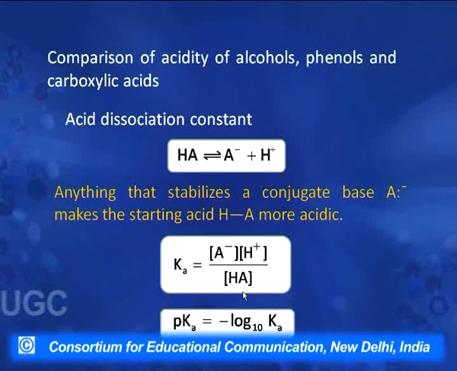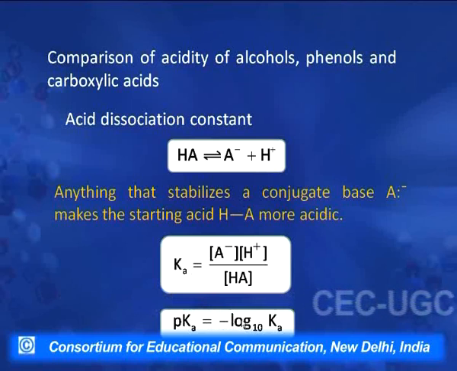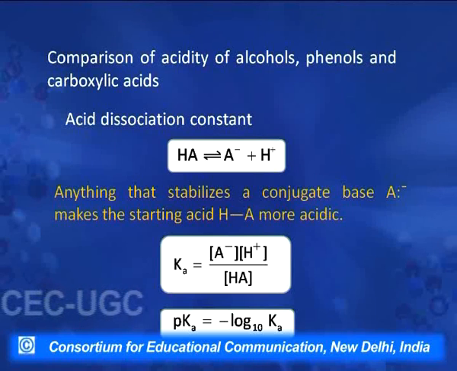Then sometimes values of Ka are very small, having some negative powers. In that case we use the pKa values. pKa is minus log of Ka, so that makes it a positive value. But remember that the higher the Ka, the stronger is the acid. Since we are taking the minus log, you will get the lower value. A lower value of pKa means it is a stronger acid, because we are taking the negative log of it.